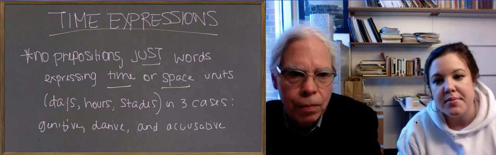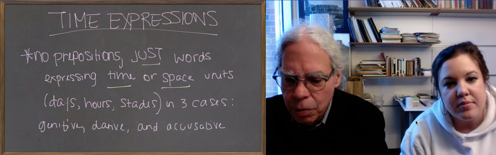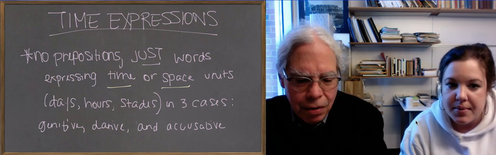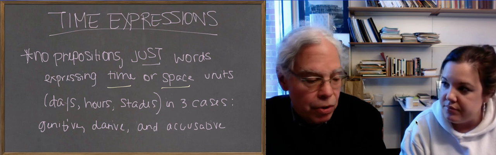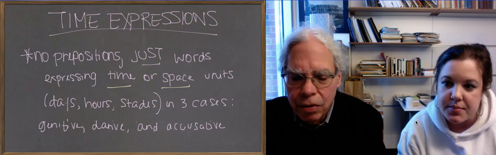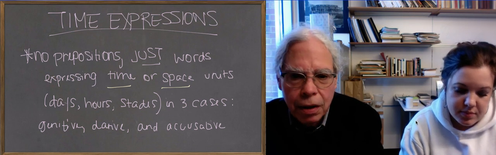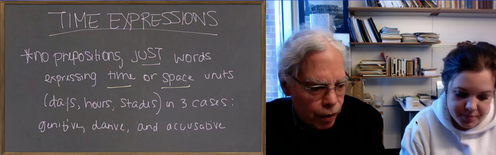So what you have is, we say on the 5th day, or I'll be done with that in 3 days, or stuff like that. We use prepositions to express the different kinds of time, or do something for 5 days. But in Greek, you just use the cases with time words, okay?